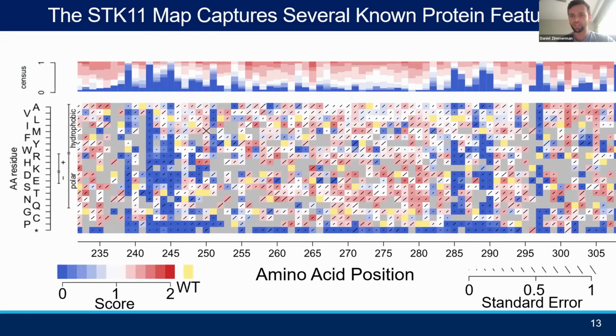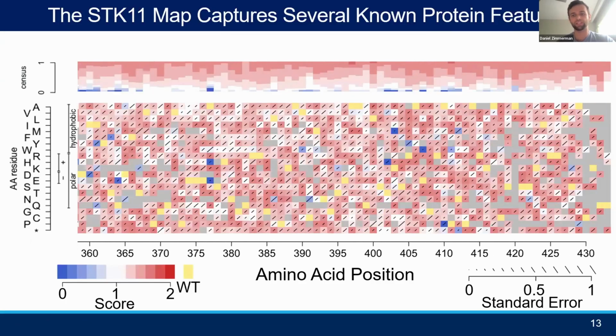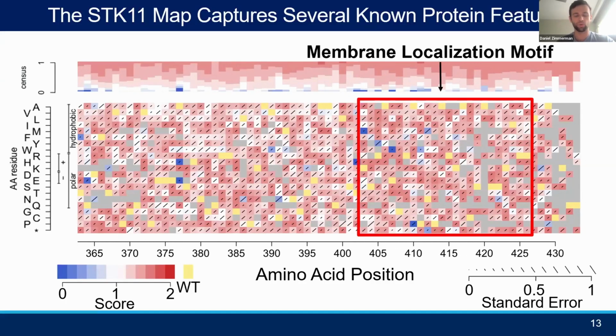So now we get to the C-terminus of the protein, and here it really does seem, at least in this assay, that the vast majority of variants are tolerated. Now that's not to say that there aren't elements in the C-terminus that have been known to be important for STK11 function. Here I'm showing a membrane localization motif that seems to be dispensable in this assay.